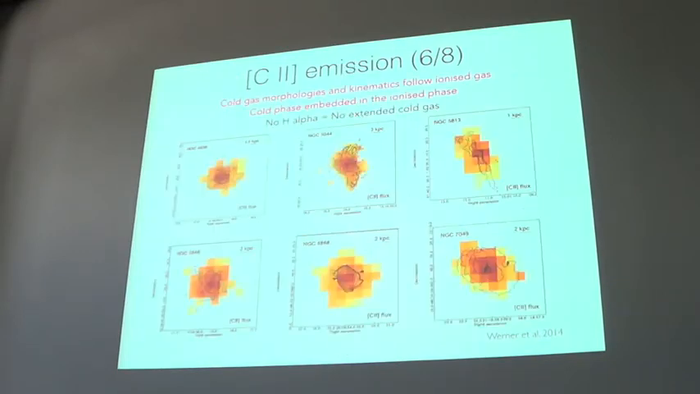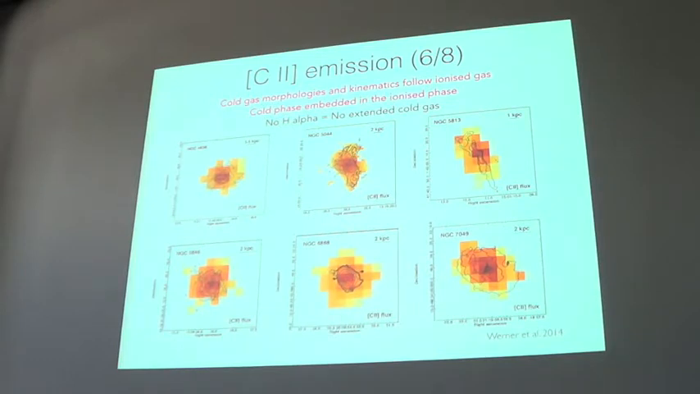We undertook a Herschel study to try and look for the cold gas phase. So are these systems not forming stars because there just isn't any cold gas, or are they not forming stars for some other reason, something that's preventing this cold gas from forming stars? So in the 6 of the 8 cases where we see the ionized extended gas, we also see cold extended gas emission.